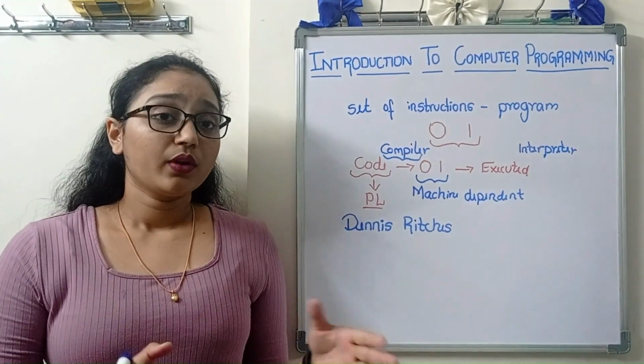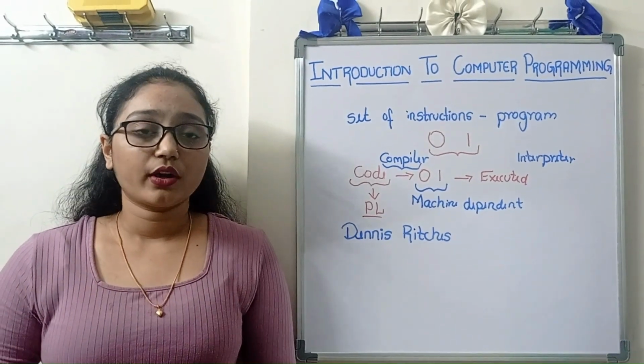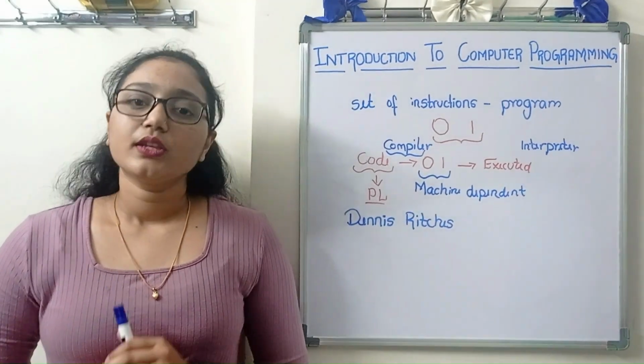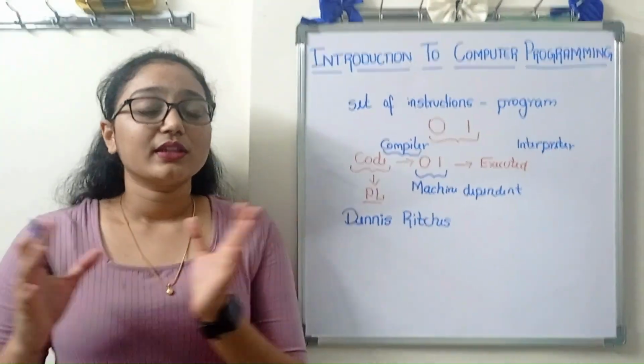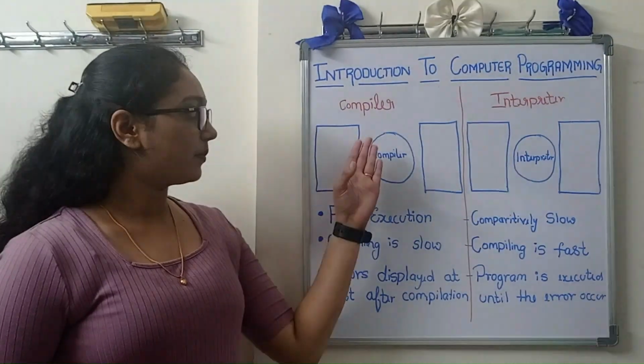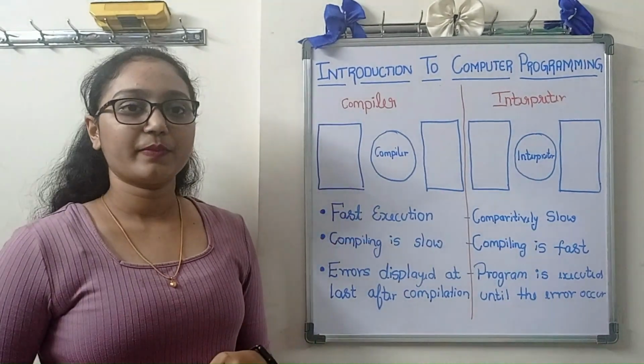Now, Android, Oracle and some libraries of Android are also coded in the C language. So now, after all this, let's come to the compiler and the interpreter, and the difference between them. First, let's take the case of the compiler.